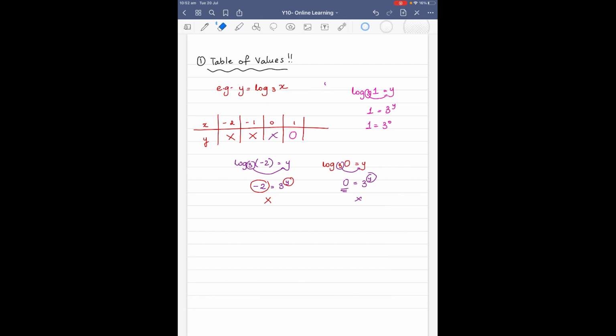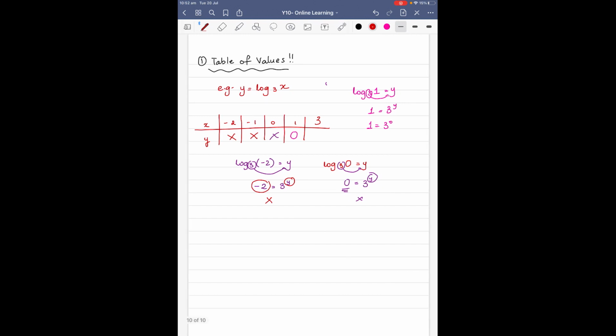Number 2 is a little bit hard to use as a value, so we're going to try number 3, because we kind of want multiples of 3 when you're looking at the question. So let's try that. Log base 3 of 3 equals y. We're going to bump up the 3. So we have 3 equals 3 to the power of y. We know y has to be 1, because 3 to the power of 1 is 3. So y is 1.